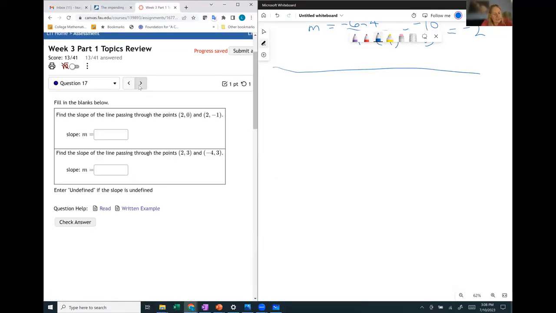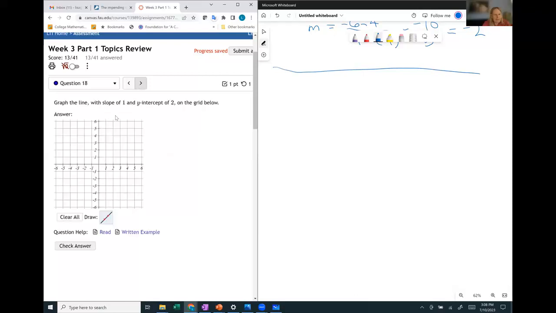And again, we would just do the same. Graph the line with a slope of 1 and a y-intercept of 2. Well, we already know how to do that, right? We start with our intercept of 2, and our slope is 1, so we can go up 1 over 1. That's it.